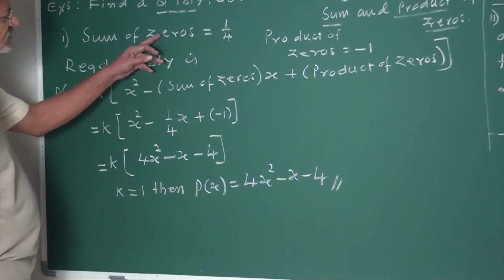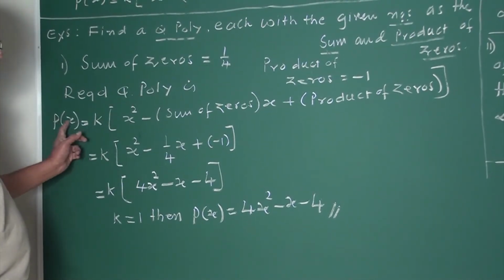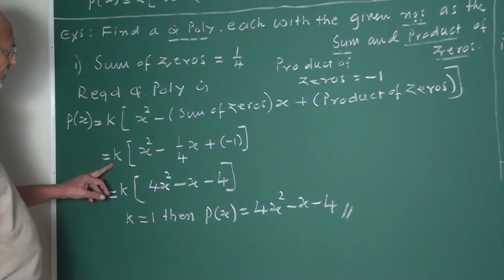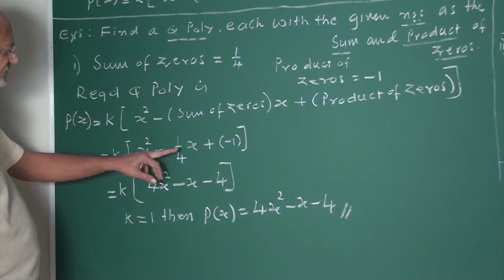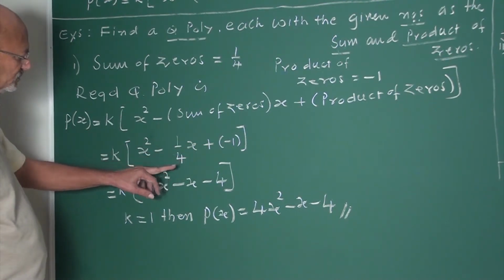They have given the sum and product. Directly you have to write this, nothing else. The required polynomial P(x) equals k into x squared, write the sum, write the product. If there is a denominator, just simplify it.